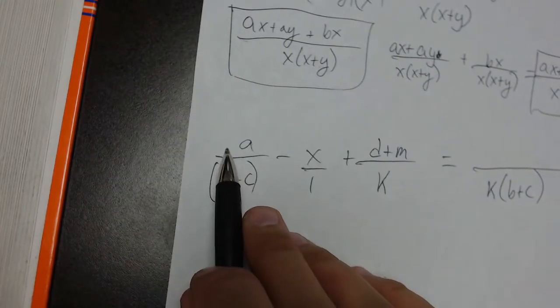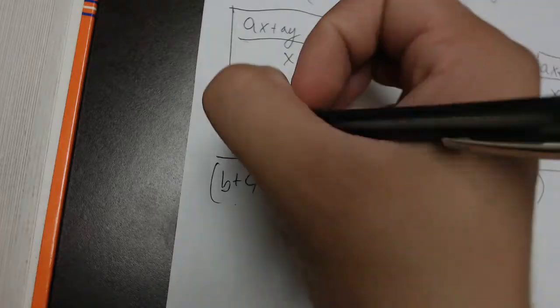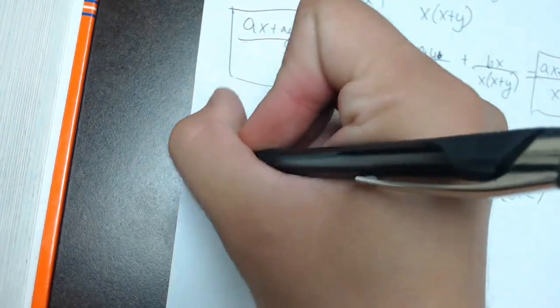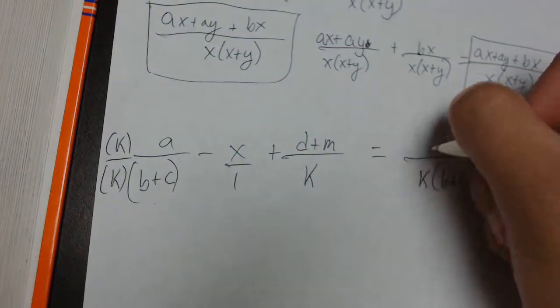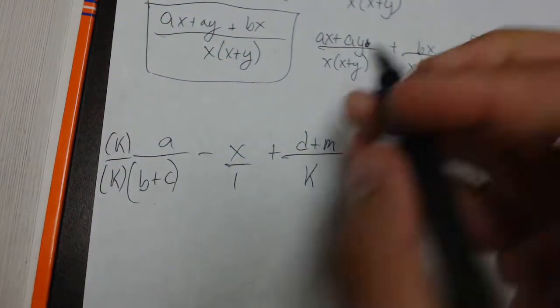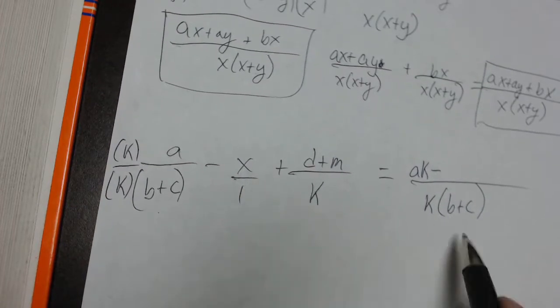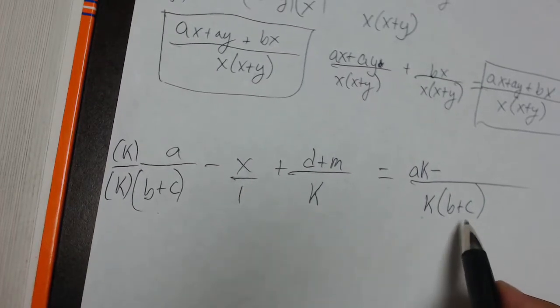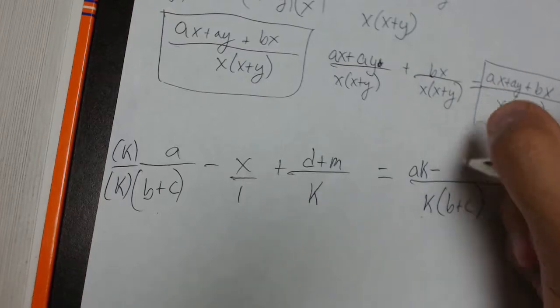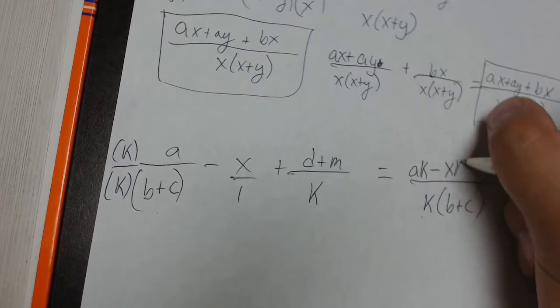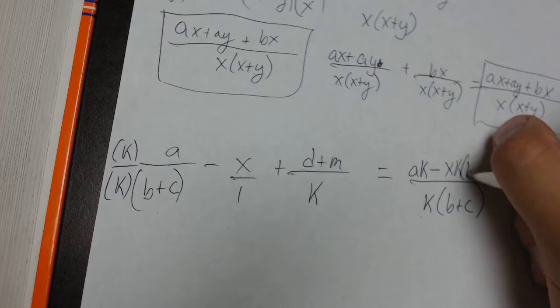Now, what is the numerator of a going to multiply by? Well, it's going to multiply by k over k. So the first term is just going to be ak. I'll go ahead and put the minus sign. Now the second term, x, is going to have to multiply by the entire denominator. And I'll just do that by putting x times k parentheses b plus c.